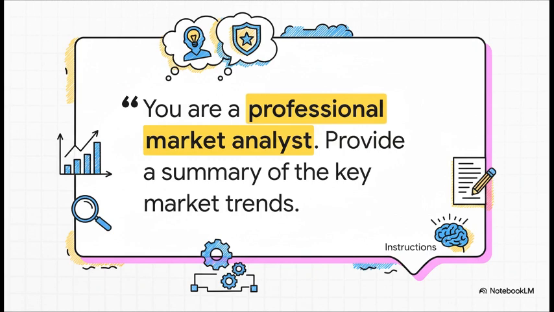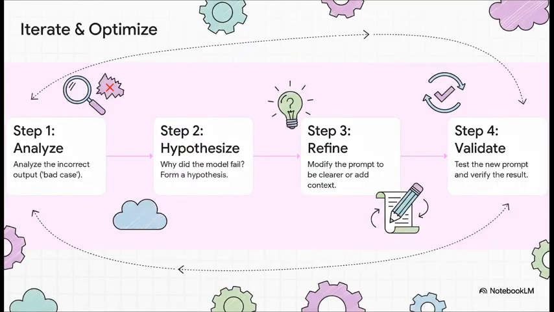By giving it a persona like a professional market analyst, you're doing more than just giving instructions. You're priming it to think from a certain perspective, adopt a specific tone, and use a certain level of expertise. It's incredibly powerful. And here's something you've got to remember. Your first prompt is almost never your best one. That's okay. Getting amazing results is a process. It's a cycle. When the output isn't quite right, you just analyze what went wrong, figure out why it misunderstood, tweak your prompt to be a little clearer, and then you test it again.